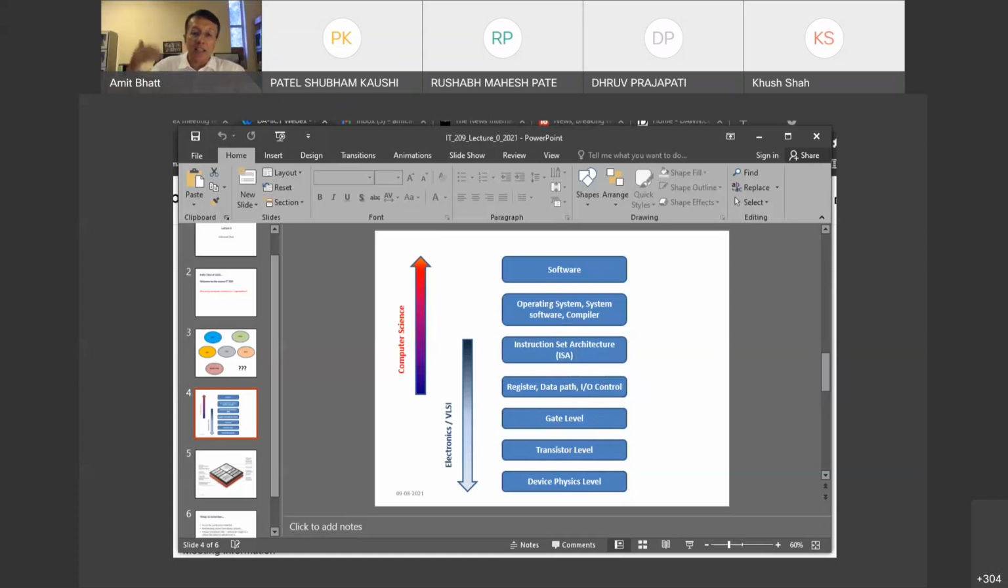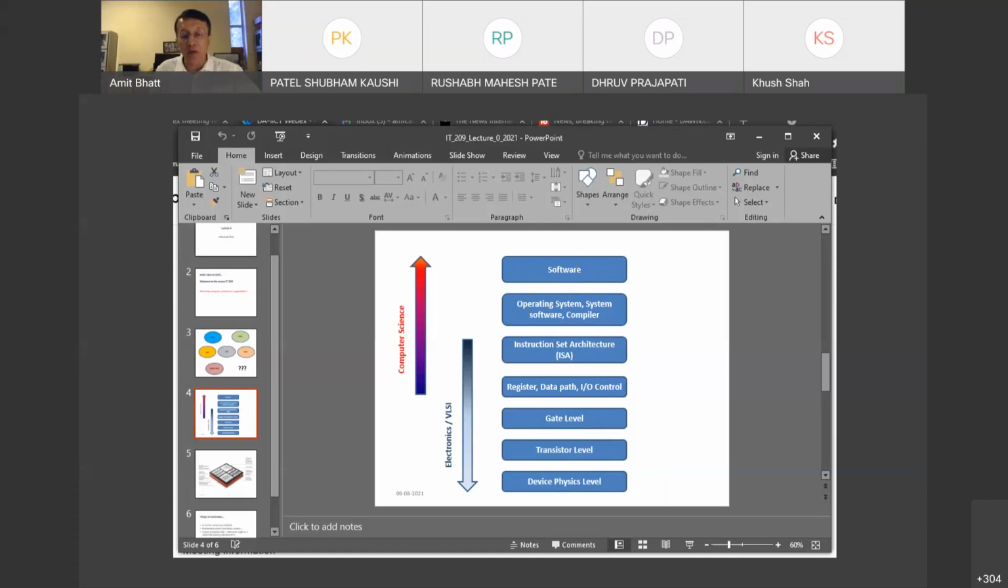Then you come to an even higher level of abstraction. There will be operating system, system software, compiler design, firmware design. This would all be part of courses taught as an operating system course or system software design course. A compiler course is, I believe, an elective. And then finally, application software design. That comes at the top of the stack.